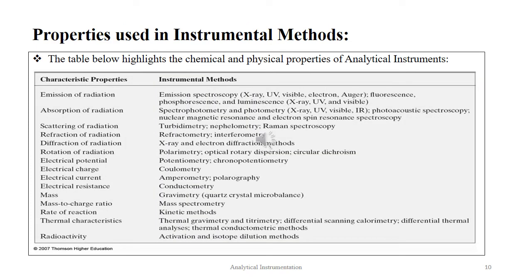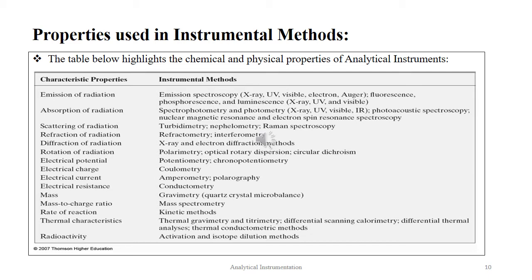The table given below shows the characteristic property and the instrument required for conducting analysis based on the characteristic property. Emission of radiation, we use emission spectroscopy and fluorescence, phosphorescence and luminescence. For absorption of radiation, we use spectrophotometry and photometry. For scattering of radiation, we use turbidimetry, nephelometry, and Raman spectroscopy.